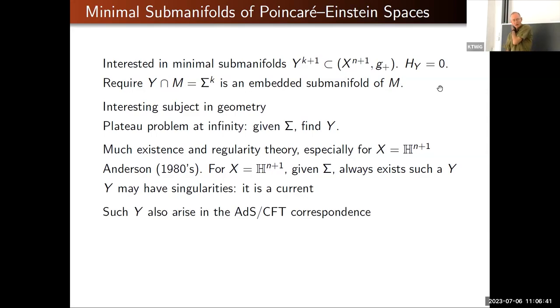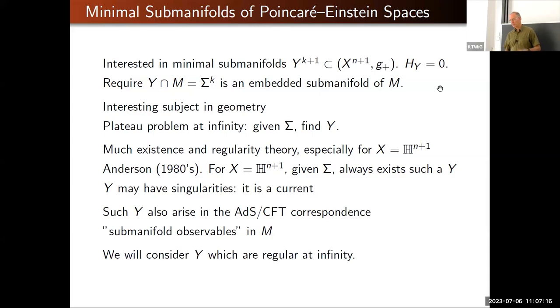These minimal submanifolds also arise in the AdS/CFT correspondence. The intersection with the boundary and the conformal field theory on the boundary is related to various submanifold observables, Wilson loops and so forth, in the boundary. They're often studied by looking at these minimal submanifolds that extend them. And what about the signature? I'm always working here in Riemannian signature, Euclidean signature, positive definite.